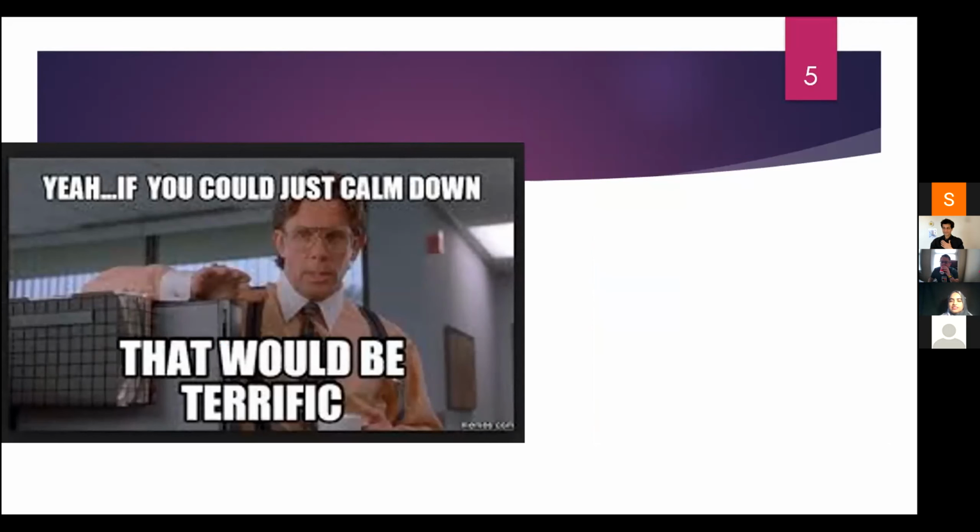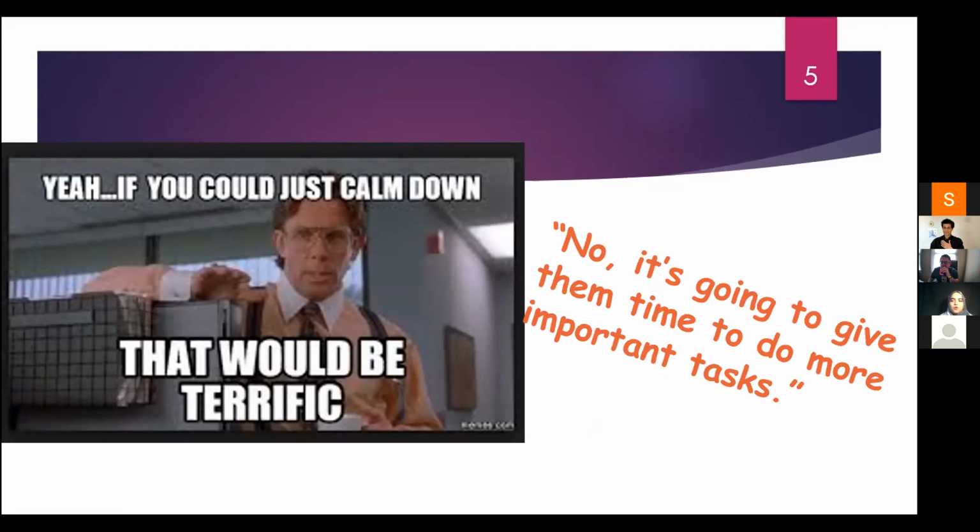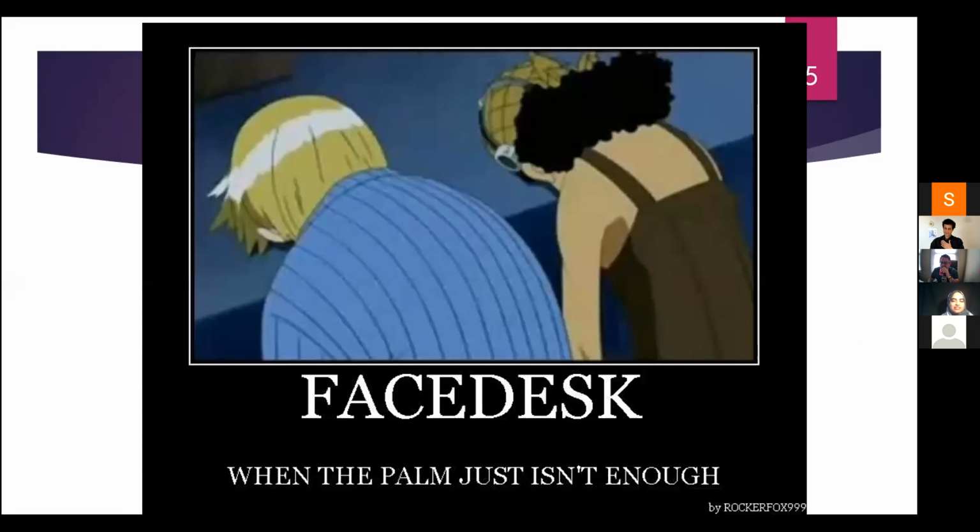And he went on to say, no, it's going to give them more time to do more important tasks. And obviously that made more sense after he said it, but I was so embarrassed and I'm like, oh my God, now he thinks I'm dumb. I'm never going to be able to build a rapport with him. And that bridge is burnt. First year grad student, all the worst possible thoughts that your imposter syndrome brings you.